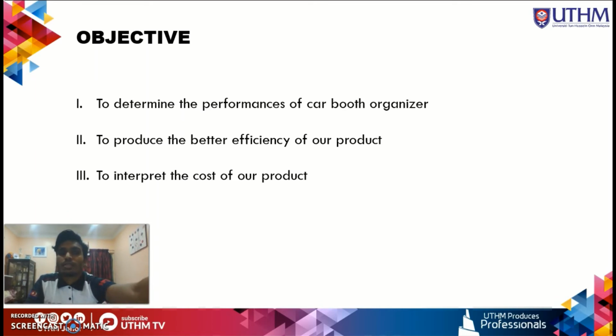The second one is to produce better efficiency of our product. Efficiency is based on long lasting, easy to use, and low damage. The third one is to interpret the cost of our product, for example low maintenance, so it is affordable to produce, so that we can supply it affordably to the consumer. This product also uses inexpensive material and so on.